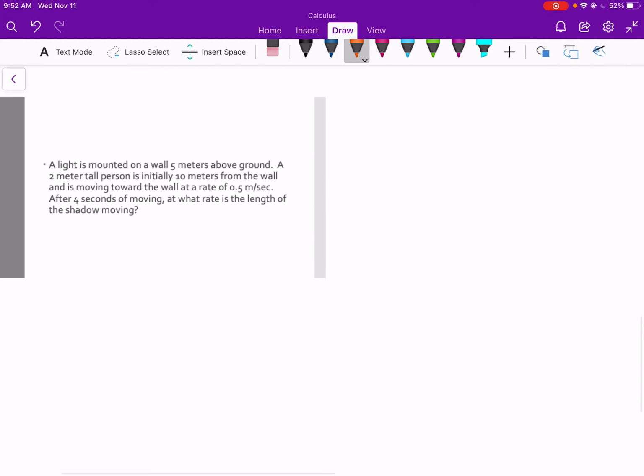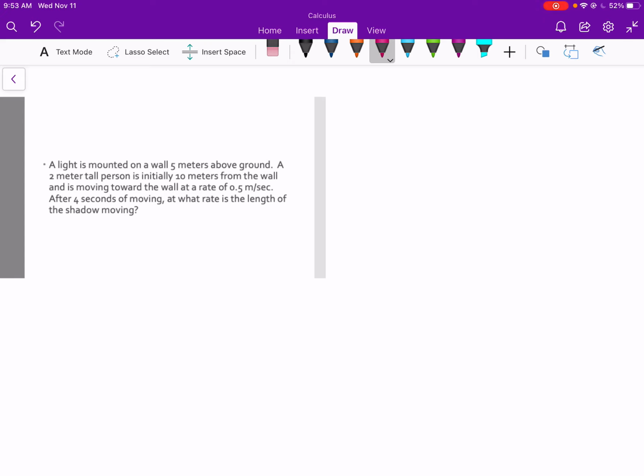All right, last example. A light is mounted on a wall 5 meters above ground. A 2 meter tall person is initially 10 meters from a wall and is moving toward the wall at a rate of 0.5 meters per second. After 4 seconds of moving, what is the rate of the length of the shadow changing?